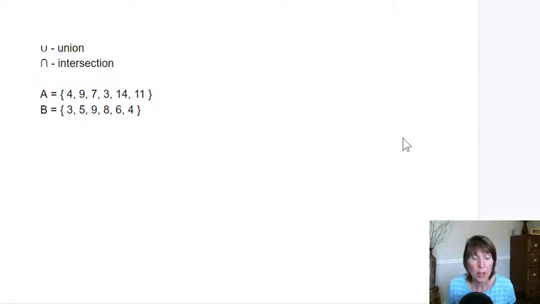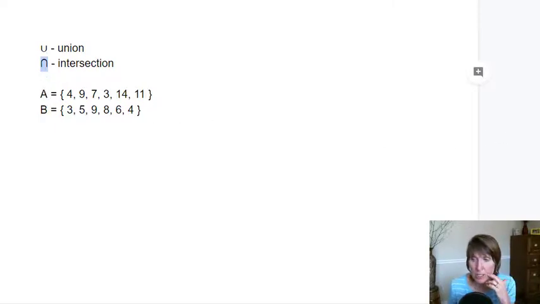There are several different operations that we can do on sets, and two of them are union and intersection. And these are the special characters that we use for these operations. So this is for union, and it looks like just a U, kind of, right? And then an upside down U is what we use for intersection.